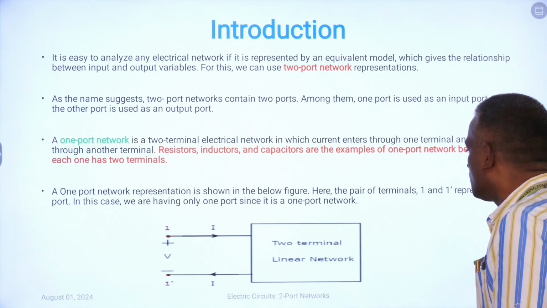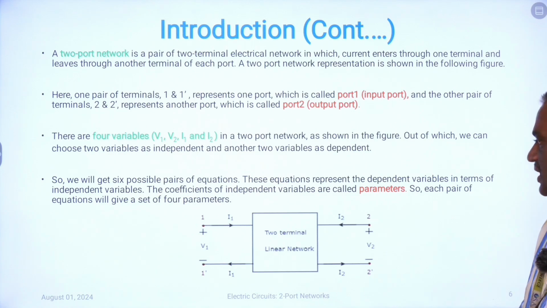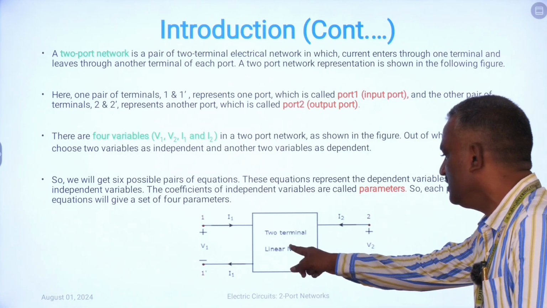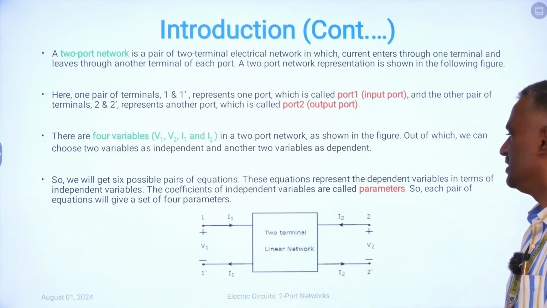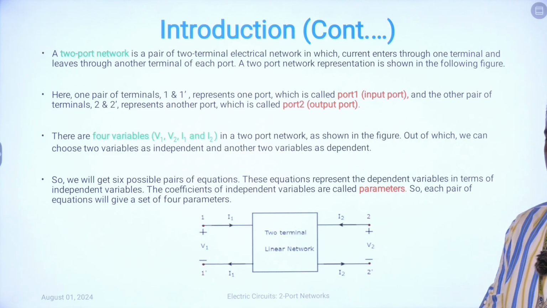So what is a two-port network? What is the difference between a one-port network and a two-port network? In a one-port network you had only one port and only one current, but here you will have two ports and two currents. In the one-port, current I1 enters and the same current I1 leaves. What about the terminals? One is 1 and the other is 1 dash, right?